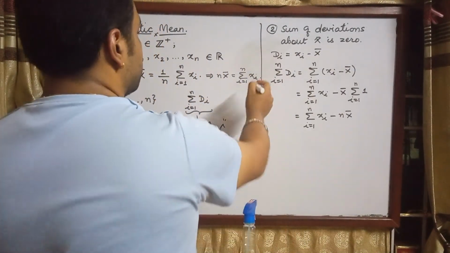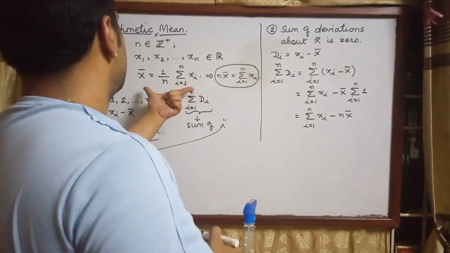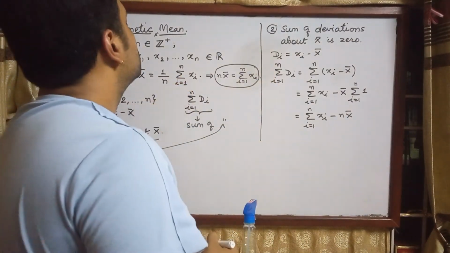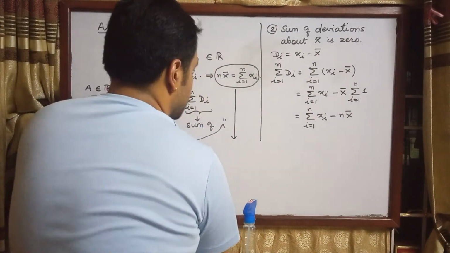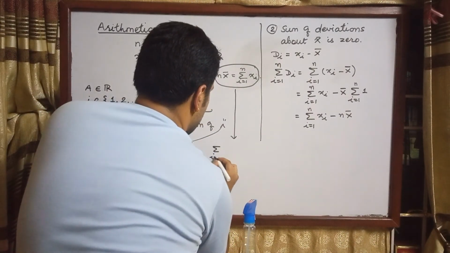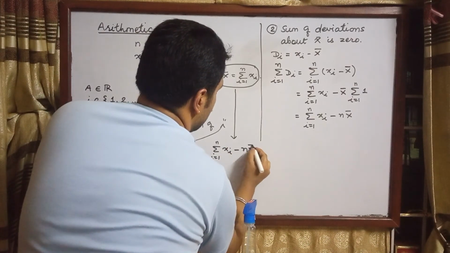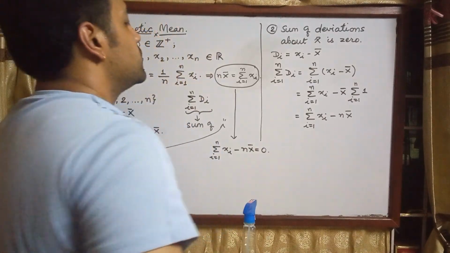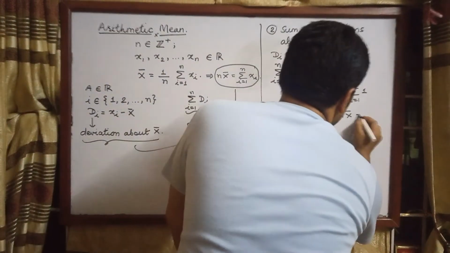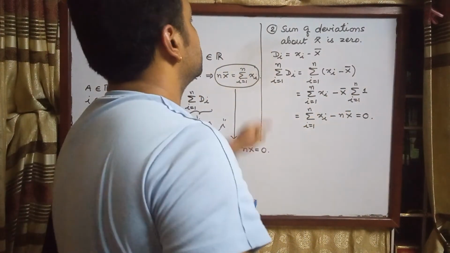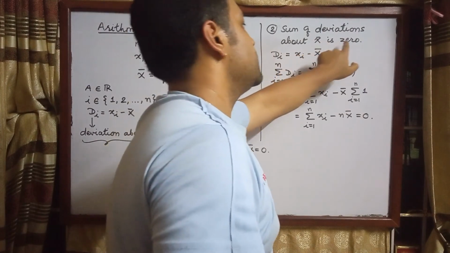Now let's see, from this relation which we have deduced from the definition of an arithmetic mean, we can write that summation i equals 1 to n xi minus n x bar is equal to 0. So basically this is equal to 0, which shows that the sum of deviations about the arithmetic mean is 0.